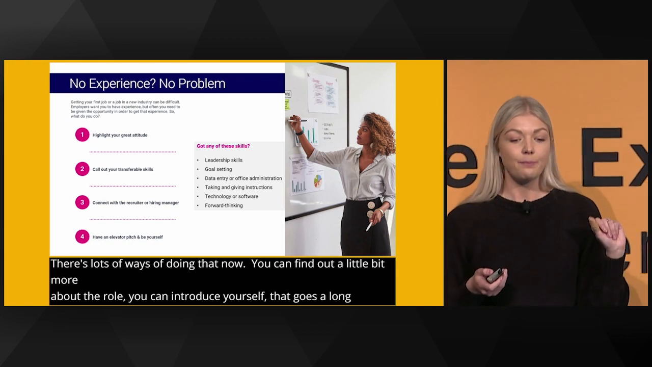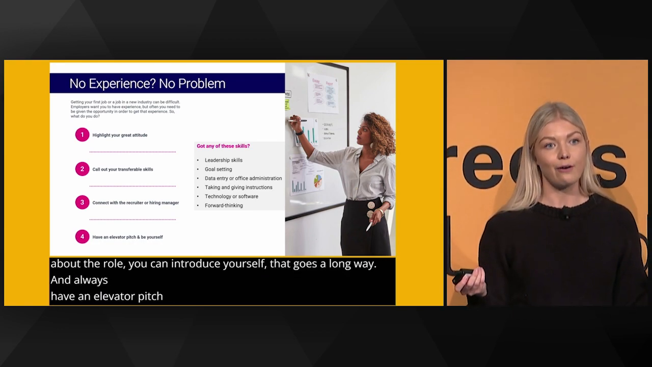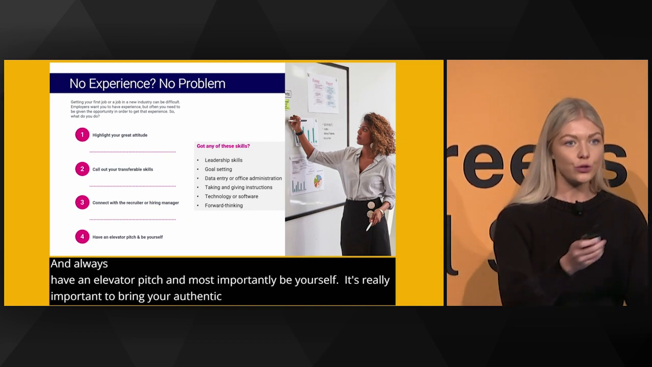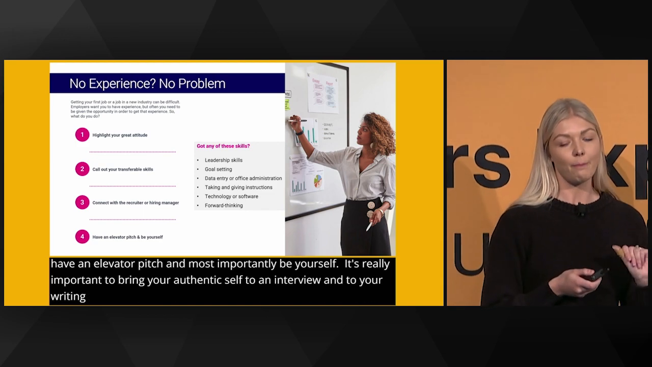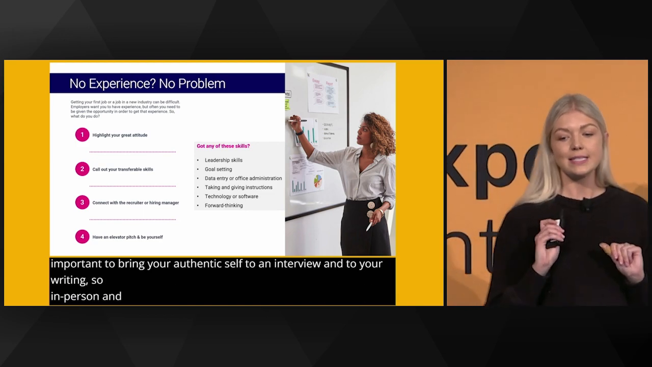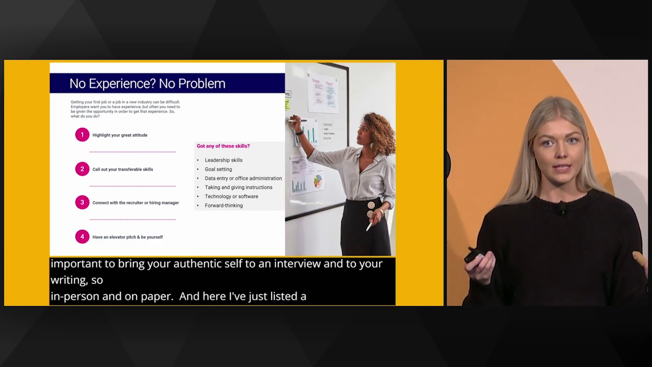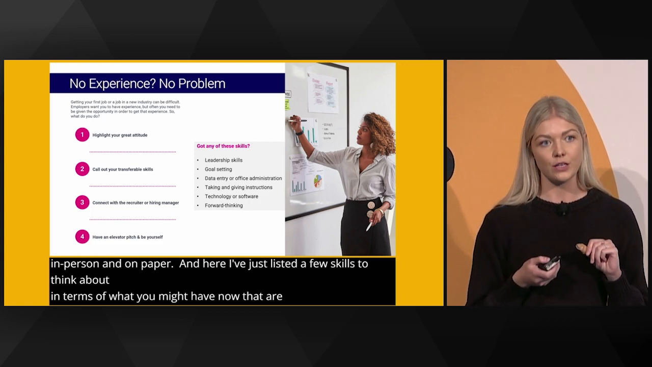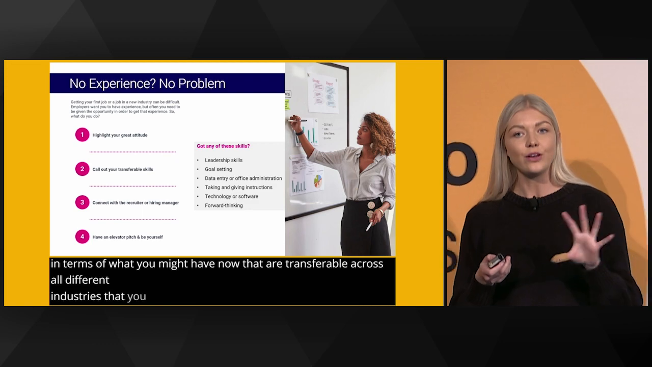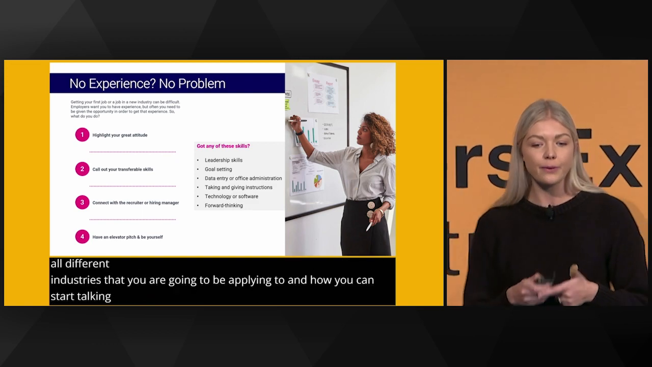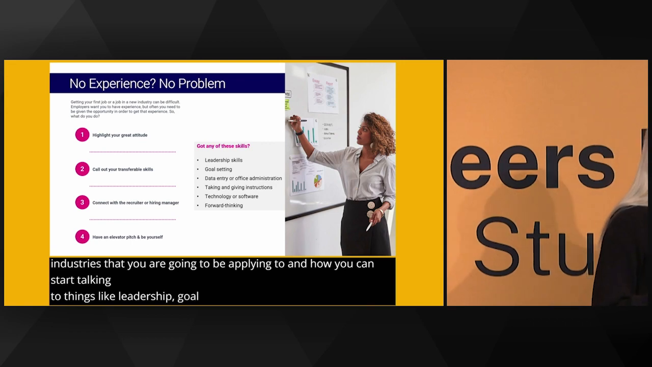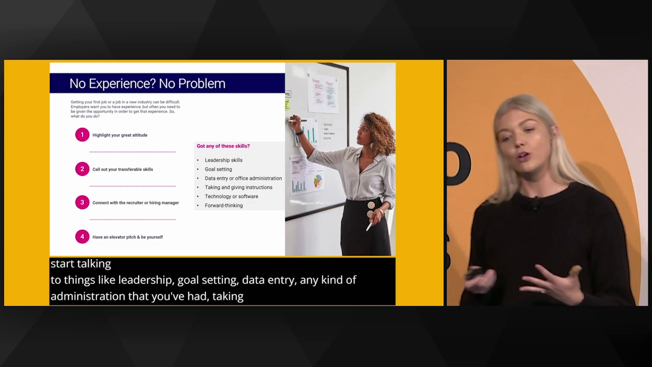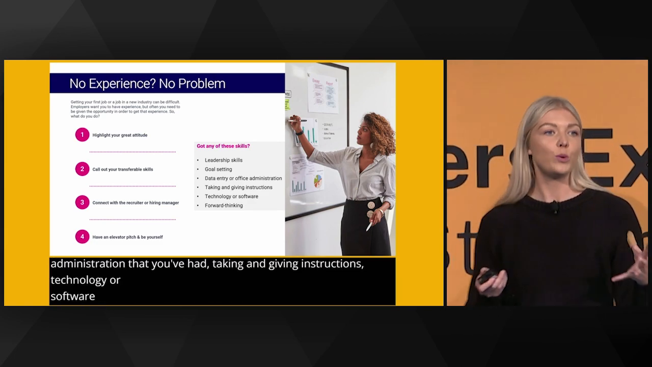And always have an elevator pitch and, most importantly, be yourself. It's really important to bring your authentic self to an interview and to your writing, so in person and on paper. And here I've just listed a few skills to think about in terms of what you might have now that are transferable across all different industries that you are going to be applying to, and how you can start talking to things like leadership, goal setting, data entry, any kind of administration that you've had, taking and giving instructions, technology or software that you've acquired, and forward thinking.